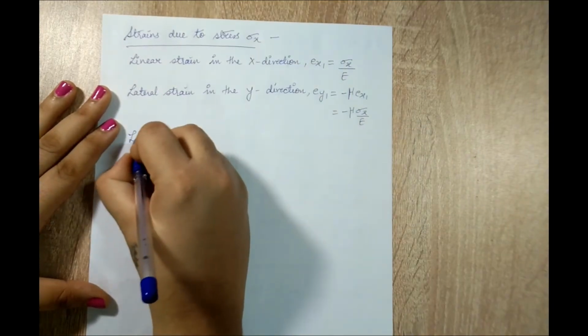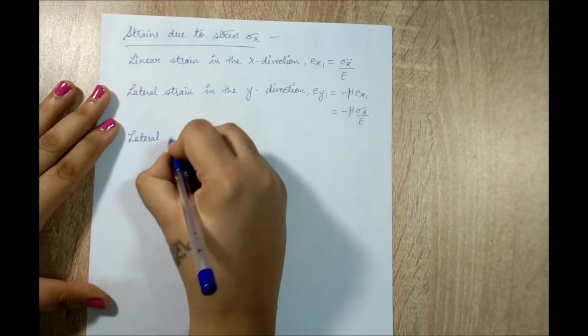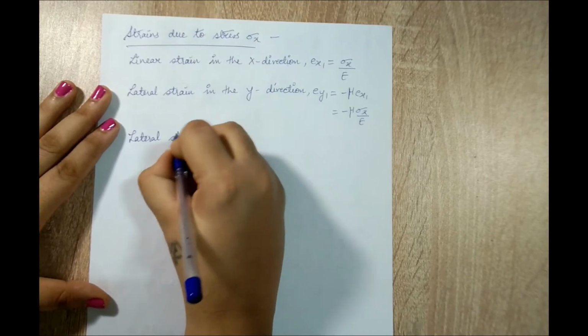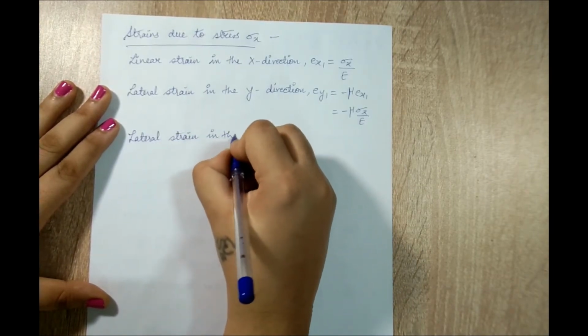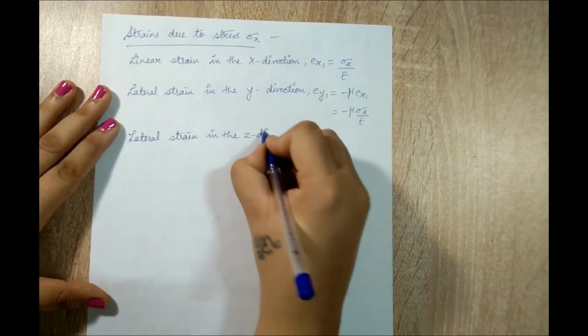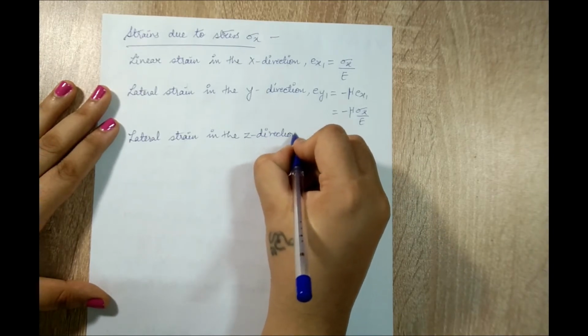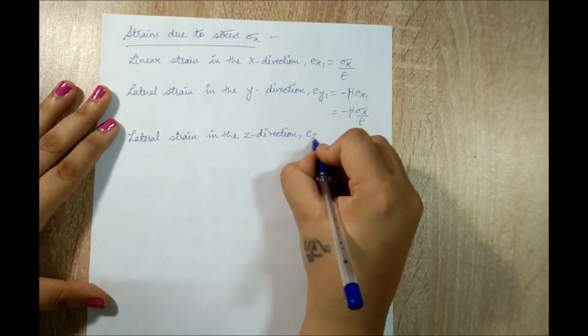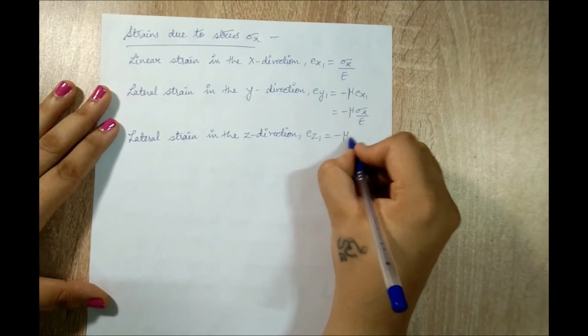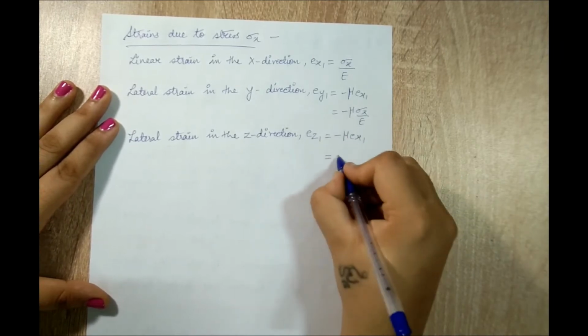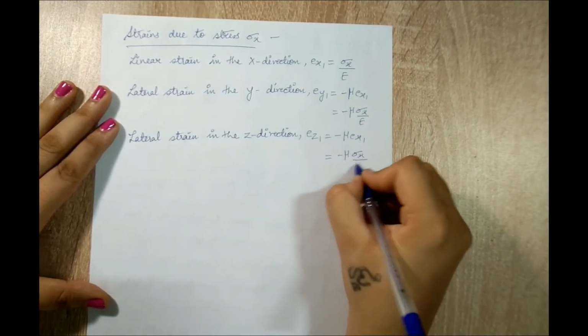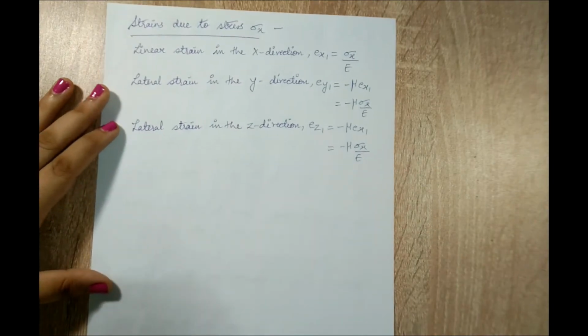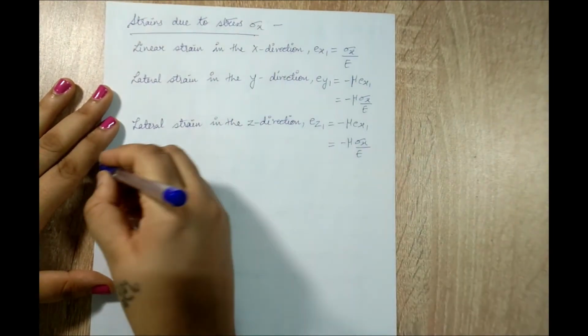When I say lateral strain in the z direction, I will write it as Ez1, which will be minus mu into Ex1, which is minus mu into sigma x upon E. So this is because of the stress sigma x.